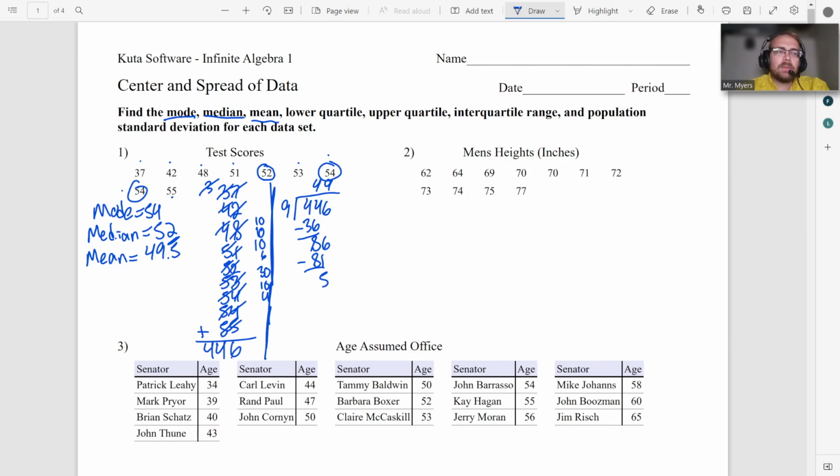So, anyways, that's the mean. All right, lower quartile. The mean was the hardest one, besides standard deviation, which is really annoying. We'll probably try to squeeze that in up here somewhere.